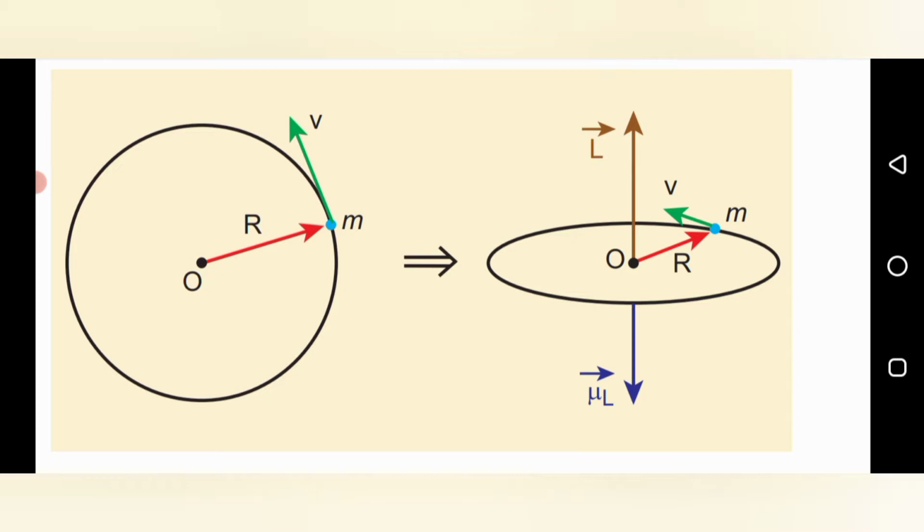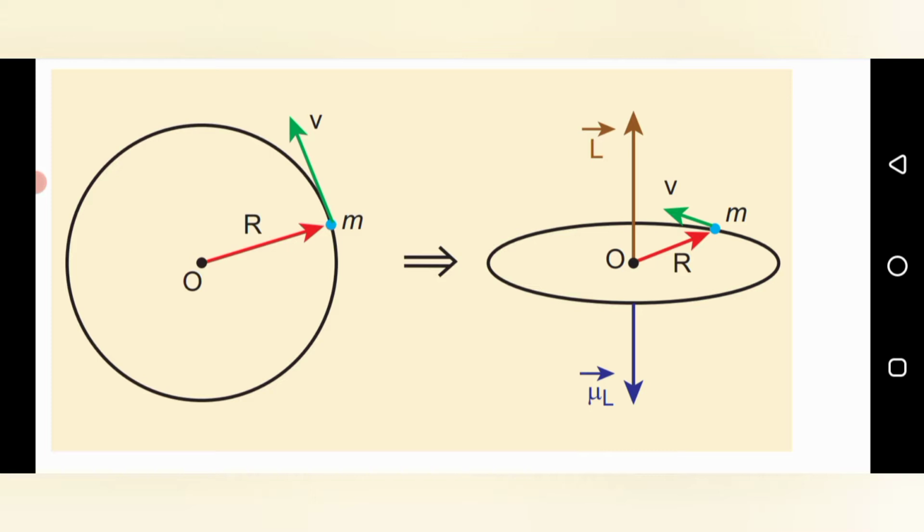L represents the angular momentum of the electron, and mu L is also represented. These two terms are in opposite directions. So mu L is the magnetic dipole moment of the revolving electron. Finally, we have to compare the circulating electron in a loop. It acts like a current in a circular loop.